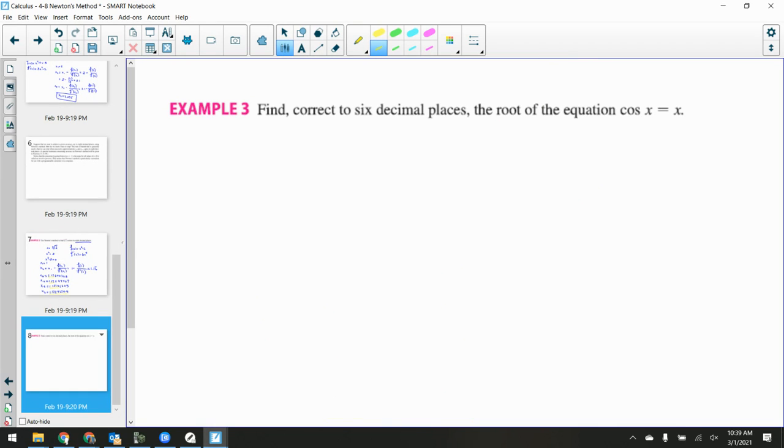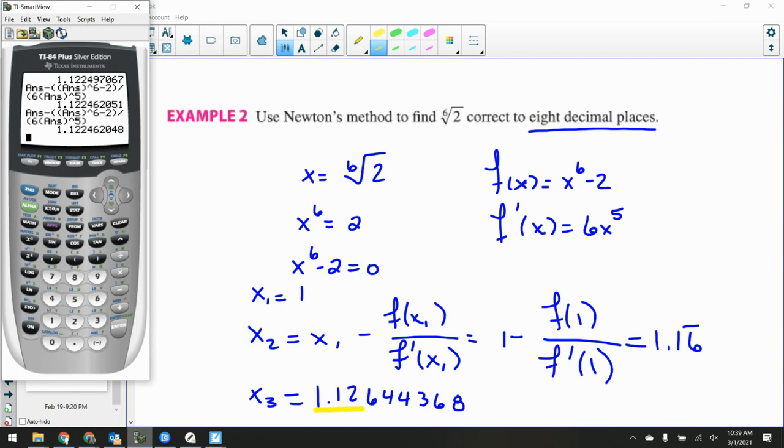Okay, find correct to 6 decimal places the root of the equation cosine x is equal to x. Yes? How are you doing that with your calculator? I inputted the entire function, x1 minus f of x over f prime, using my 1 first, and then I just kept inputting my answer. Answer minus f of answer divided by f prime of answer. Does that make sense? Yeah.